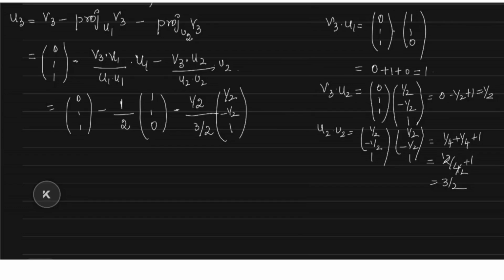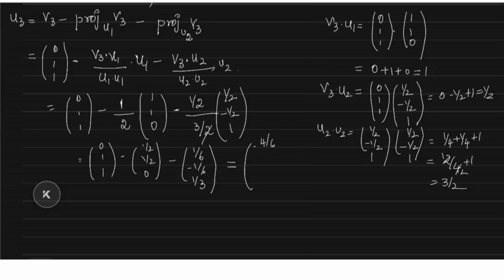Okay, so now on further simplification, what you'll have is (0, 1, 1) minus 1/2 into 2/3, where the 2 and this 2 will get cancelled, and that will be 1/3. So 1/3 into 1/2 would be 1/6, minus 1/3 into minus 1/2 is minus 1/6, and the last term would be 1/3. Now when you subtract, you'll have 0 minus half minus 1/6, so minus half minus 1/6 would be minus 4/6.